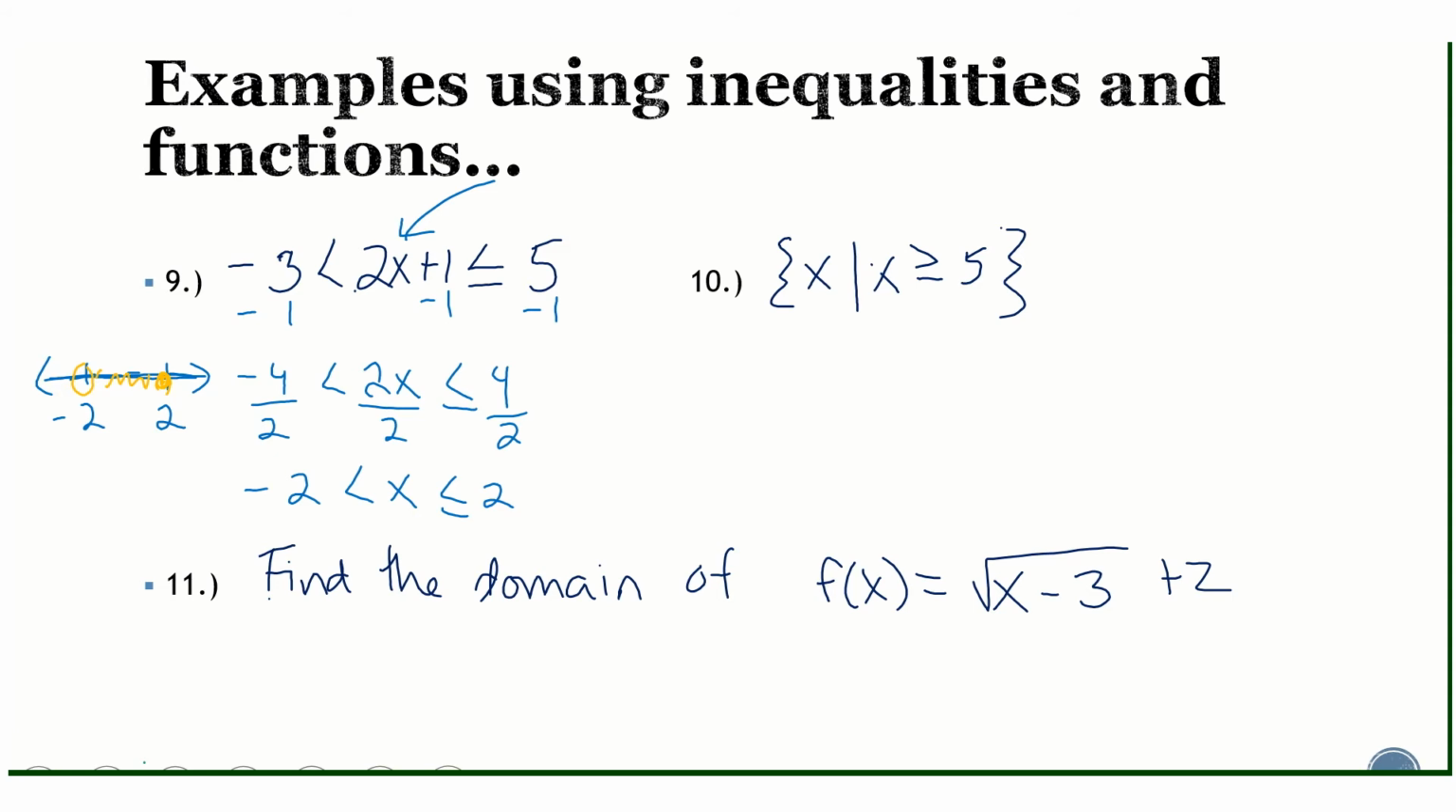But the way this would look in interval notation is you've got the negative 2, you've got the 2. The negative 2 is not included, so use a parenthesis. The 2 is included, so you would use a bracket. And that would be the interval notation way of saying it.